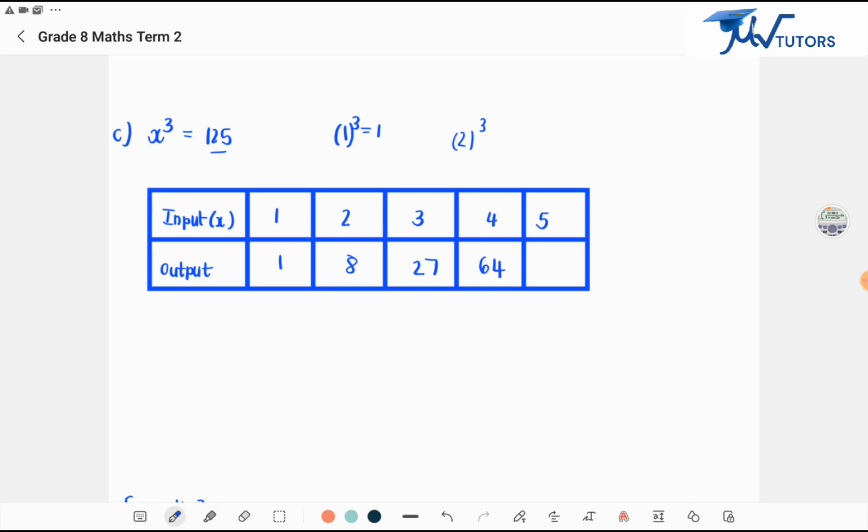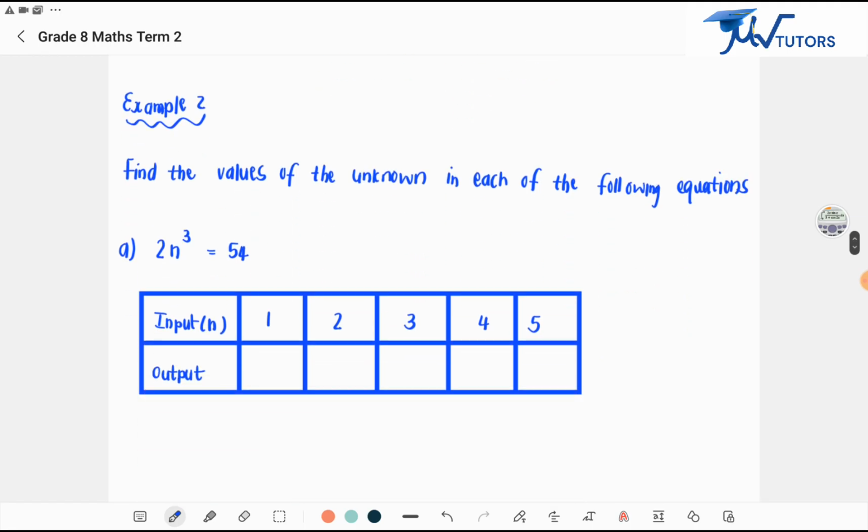What about 5? So 5 times 5 is 25, and what is 25 times 5? It's actually 125. So there we can see that x is actually equal to 5. How about negative 5? Let's see. If I have negative 5 times negative 5 times negative 5, negative times negative will be a negative. 5 times 5 times 5 is 125. So you cannot have x being equal to minus 5. It only works for x is equal to 5.